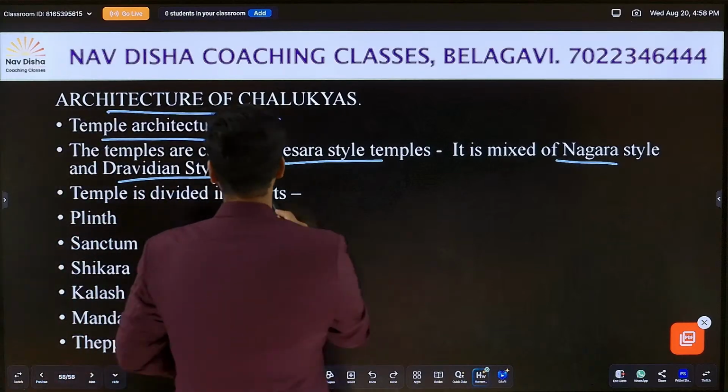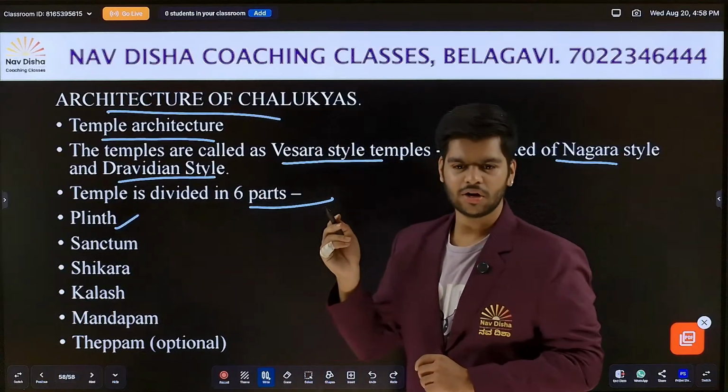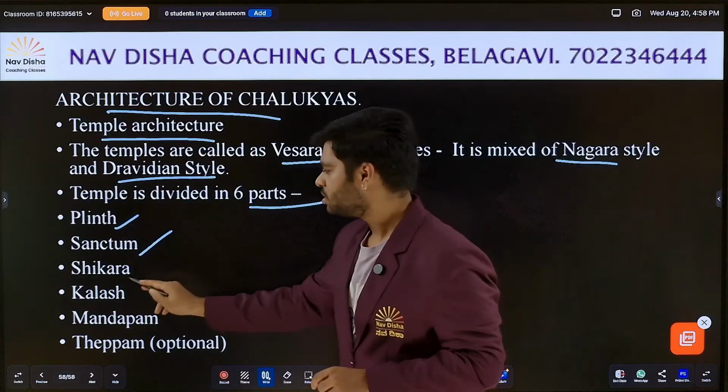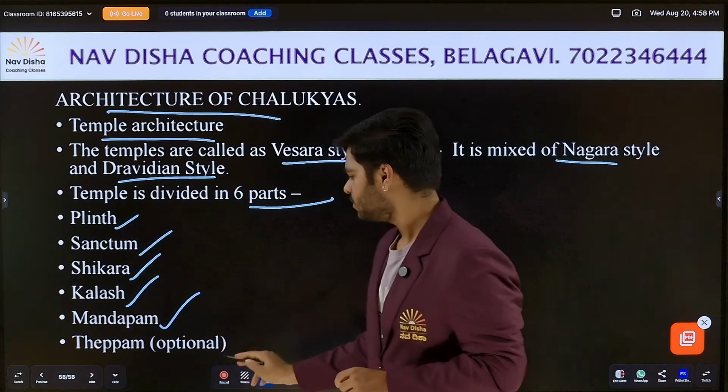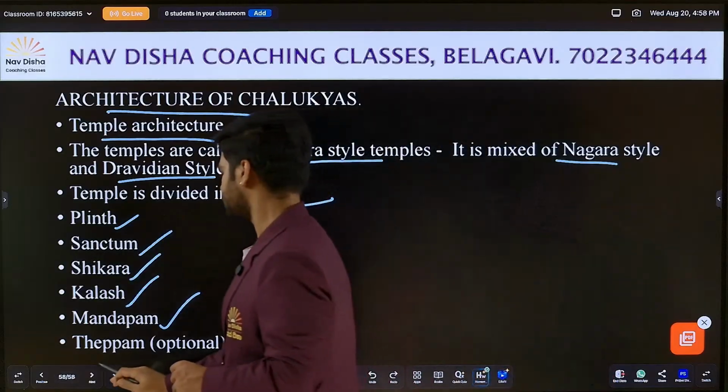The temple is divided into 6 parts. Plinth is there. What is plinth called in North India? We call it Antaraka in North India. Sanctum, Shikara, Kalash, Mandapam. Theppam is optional. For some temples it is there, some temples it is not there.